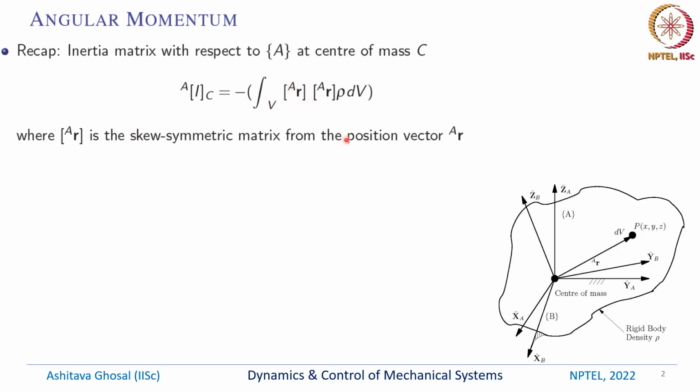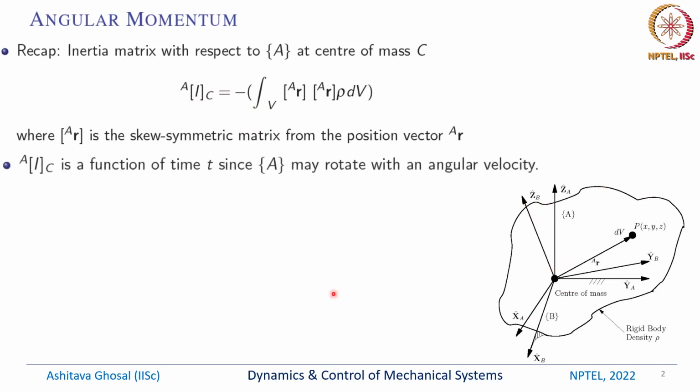And what is AR? It is the skew symmetric matrix for the position vector AR. We had done this earlier. So this is the inertia matrix for this rigid body about the mass center with respect to this A coordinate system. This is a function of time, since A may rotate with some angular velocity, right?